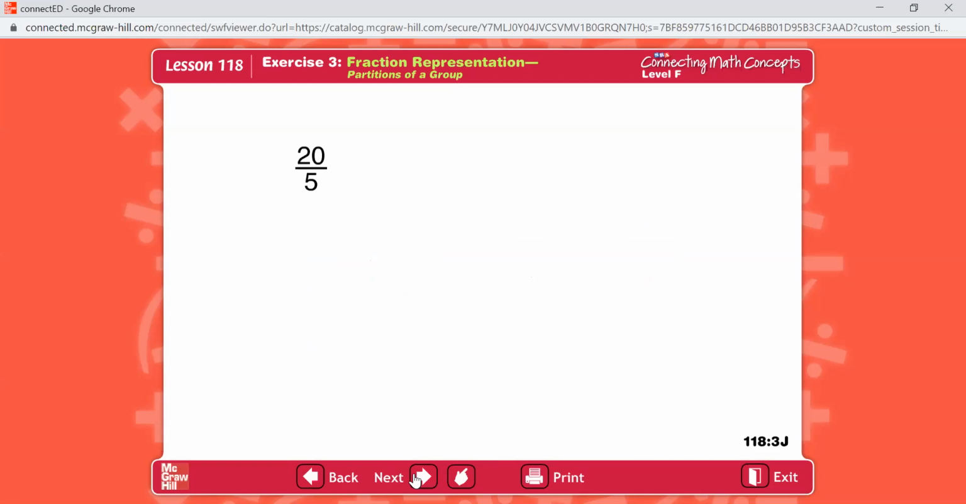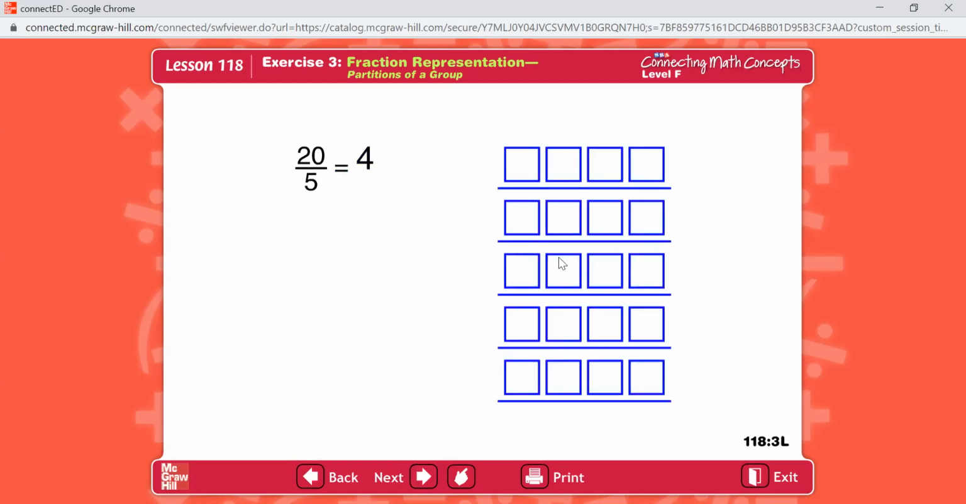We'll make diagrams for 20/5. There are 20 objects in all. You'll make 5 groups. There will be 4 in each group because 20 divided by 5 is 4. Like so. There are 4 in each of these groups. The equation for one group is 1/5 times 20 equals 4.